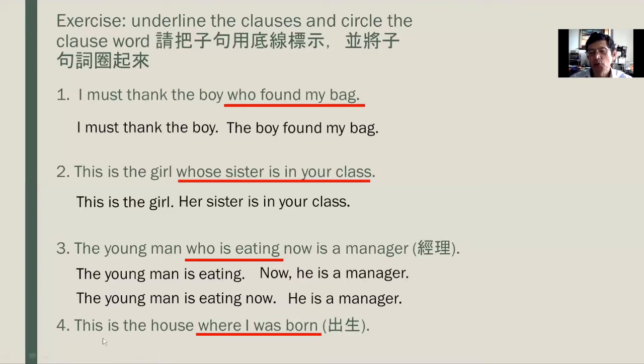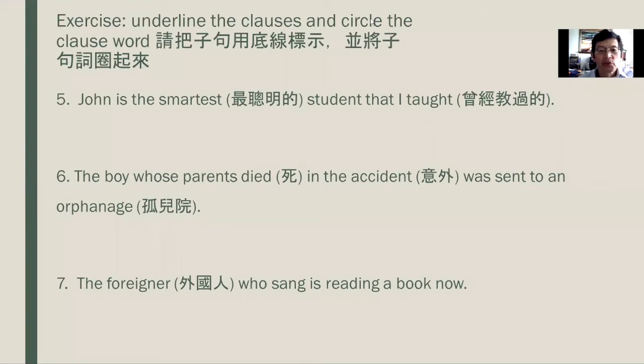This is the house where I was born. The two sentences are, this is the house. I was born in this house. Let's try some more. What are the clause words and clauses in each of these sentences? John is the smartest student that I taught. Look for the clause word. It would be that. So the clause would be that I taught.